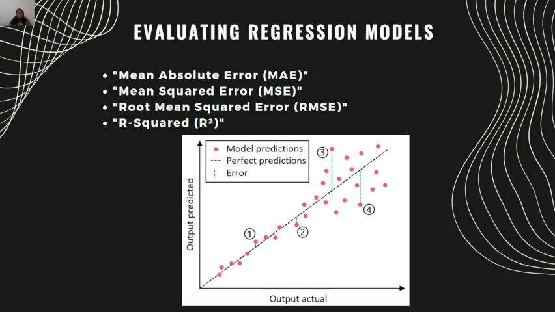It penalizes larger errors more heavily. Root mean squared error is the square root of the MSE. It is in the same unit as the target variable, making it easier to interpret. Then we have R squared. This is the proportion of variance in the target variable that is predictable from the input variables. A higher R squared value indicates a better fit of the model to the data.